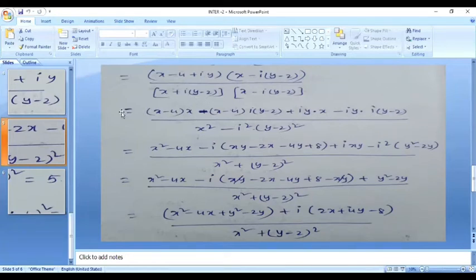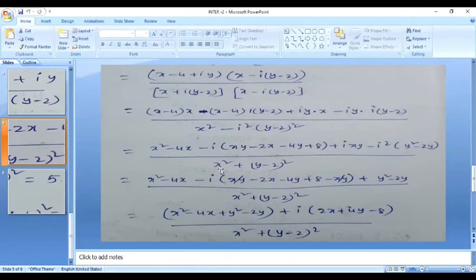Now multiply each and every term. x into x is x square. Minus 4 into x is minus 4x. Next, minus i common: xy, minus 2x, minus 4y, plus 8, since minus 4 into minus 2 is plus 8. Again, iy into x is ixy, minus i square times y into y, which is y square, and y into minus 2, which is minus 2y.